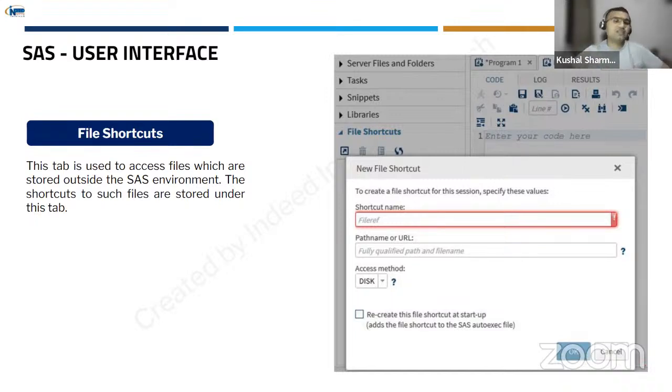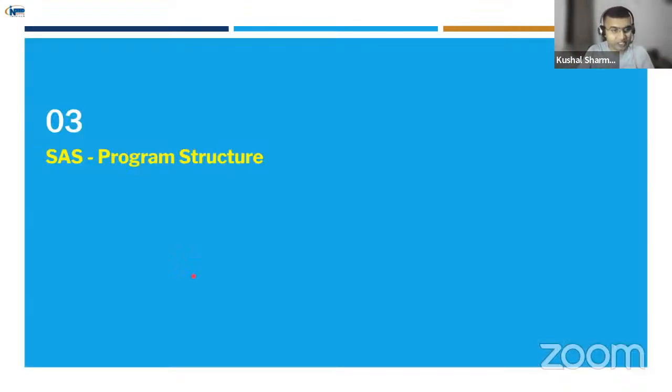So this tab of file shortcuts is used for accessing the files which are stored outside the SAS environment, not in the SAS environment. So for that, this particular option is there. Now, this is the end of chapter 2. Now we are moving ahead towards chapter 3, and this is program structure.